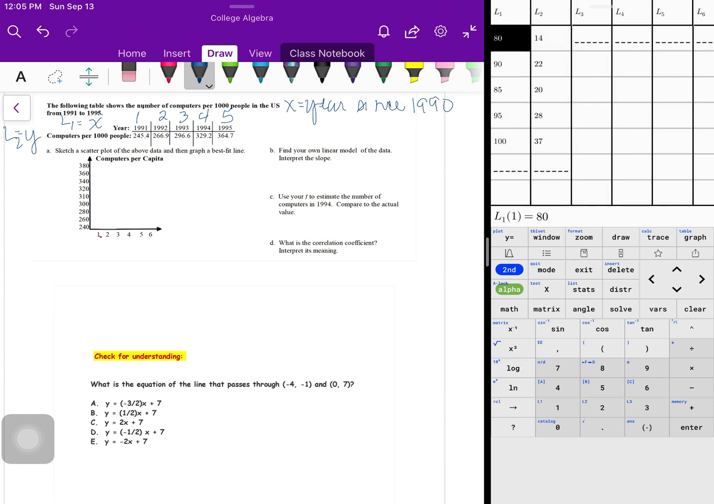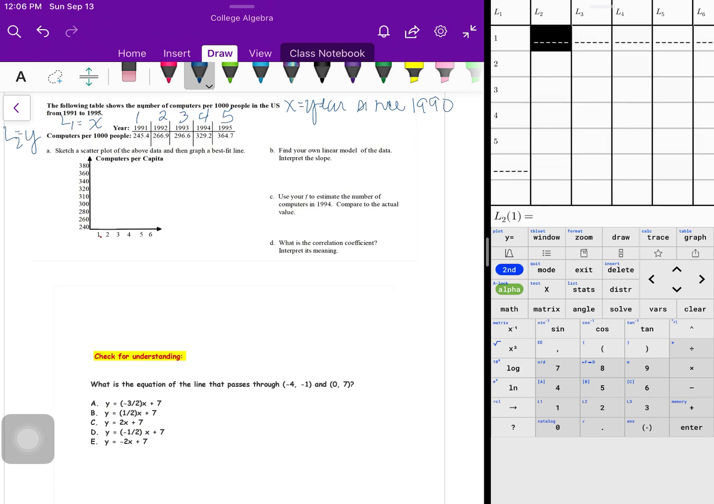And to clear a list, should you have information, you go up onto the list and hit clear, enter. I need to clear out list 2, clear, enter. You do not want to delete them. You want to clear them. So in list 1, we're going to enter 1, enter, 2, enter, 3, enter, 4, enter, 5, enter.